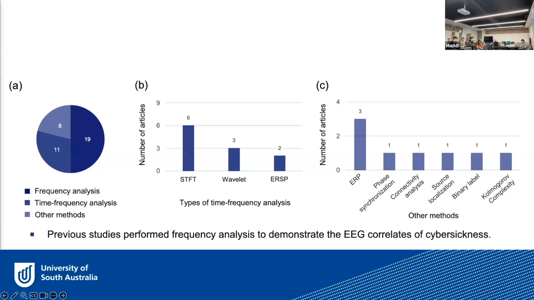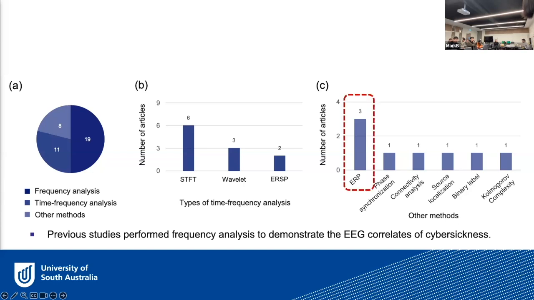But what I mostly want to mention is here. Among the 33 studies, most usually adopted the frequency or time-frequency analysis. I will explain more later, but it means most studies gave up the temporal dynamics of the brain and just took the frequency aspect of the EEG signal.